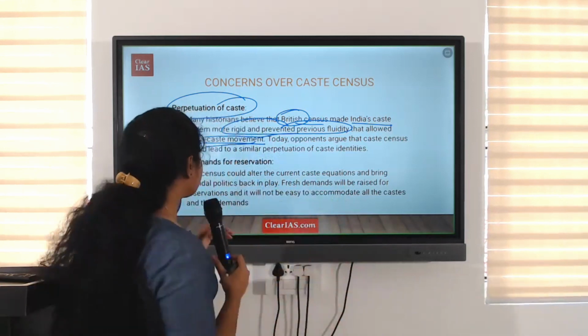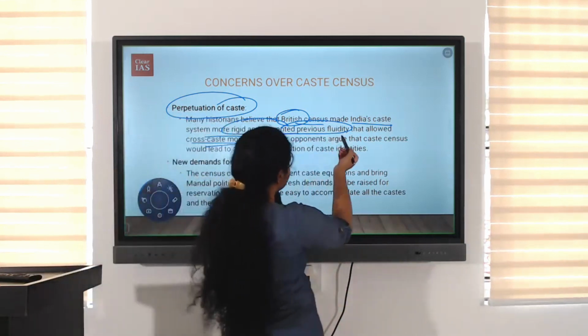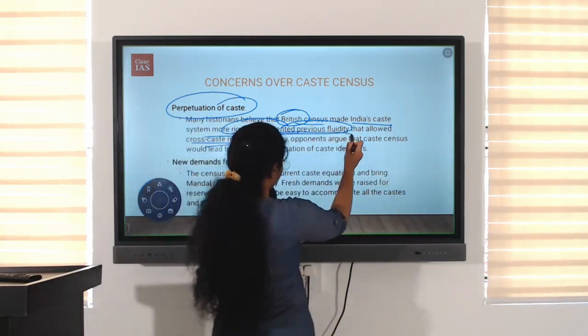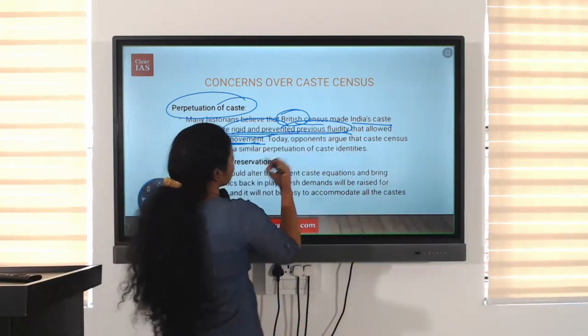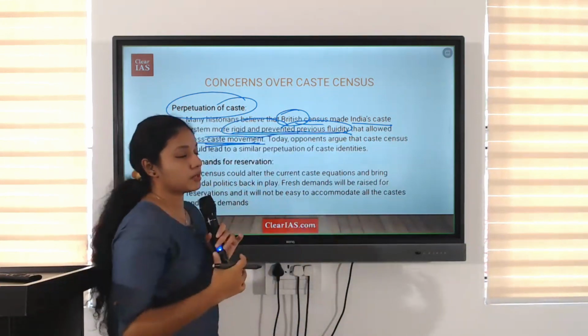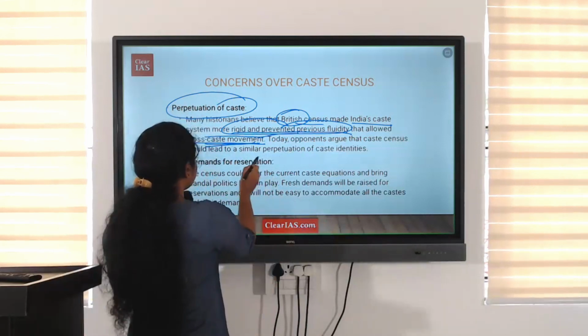Okay. Next one, so perpetuation of caste. Many historians believe that the British caste census made India's caste system more rigid and prevented previous fluidity. That means it allowed cross-caste movement. Today, opponents argue that a caste census would lead to a similar perpetuation of caste identities. Clear? Next one is new demands for reservation.